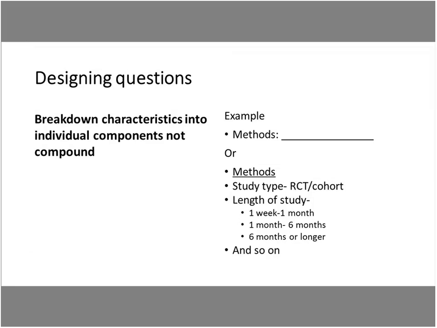It's better to break it down into what is it about the methods that you want to look at. So it could be the study type, randomized control trial, cohort, whatever, the length of the study, who was providing the intervention, all of those different components of the methods. They really need to break it down so that in the end it's the most useful information. And it also is more efficient to do it this way.